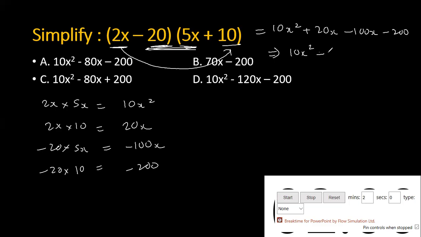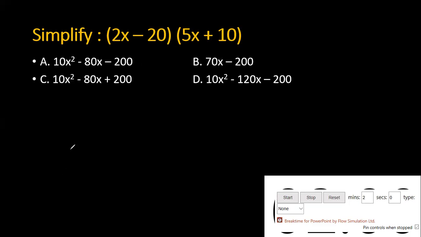10x square plus, now there will be no plus over here because 20x minus 100x would be nothing but negative 80x minus 200. So that will be your answer. I hope you guys have understood this. Now let's move on to the previous question.